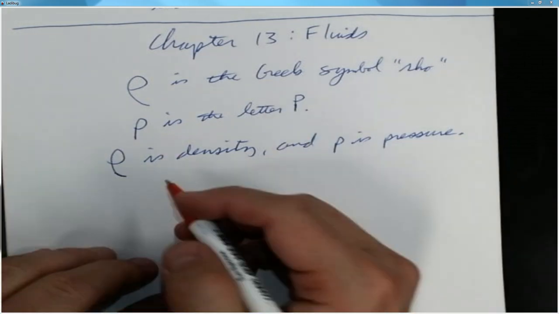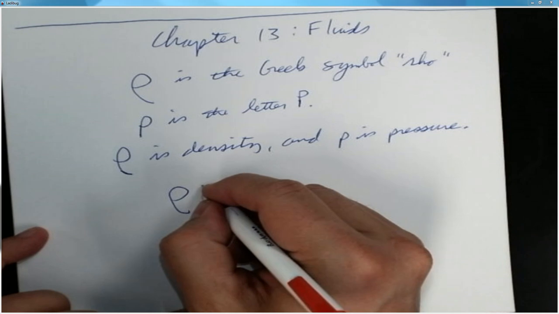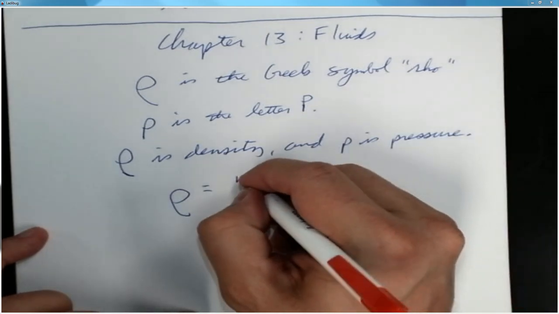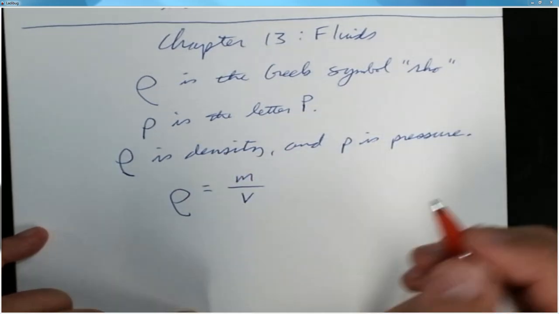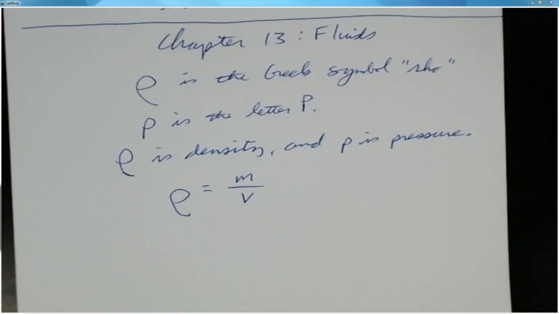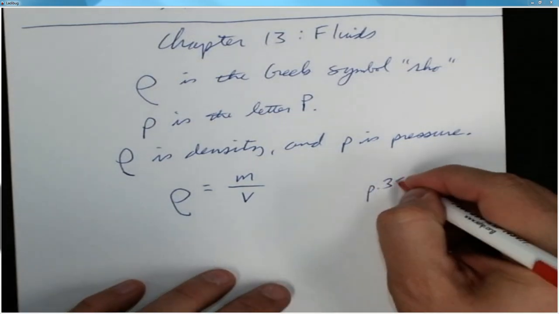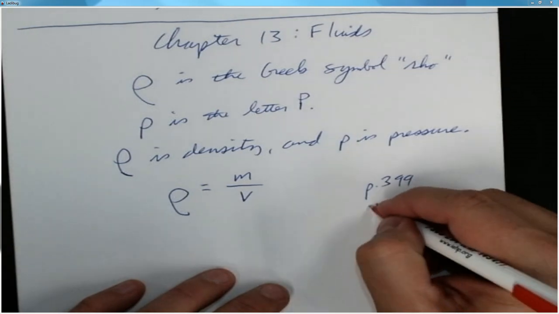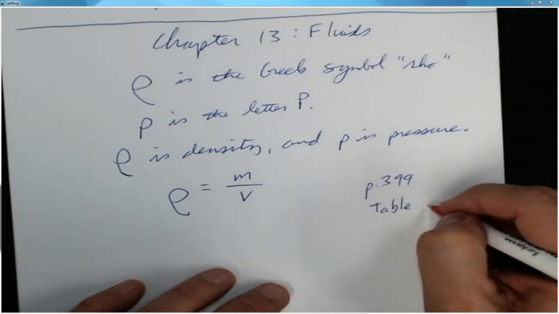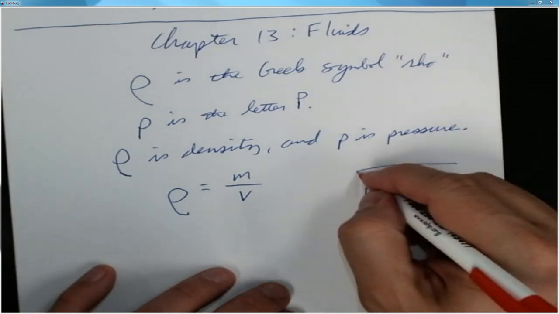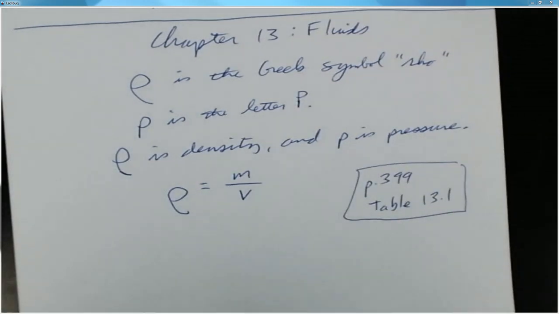So density is defined in the following fashion. Density is equal to the mass of an object divided by its volume. And we've had some long discussions already this year about volume, so you should be pretty good at 3-dimensional volumes. And if you're not, you need to practice. But hopefully you're good. If you look on page 399, table 13.1, you'll see some common densities there.